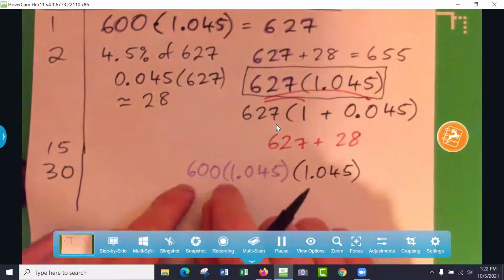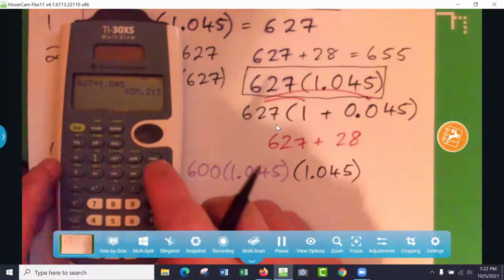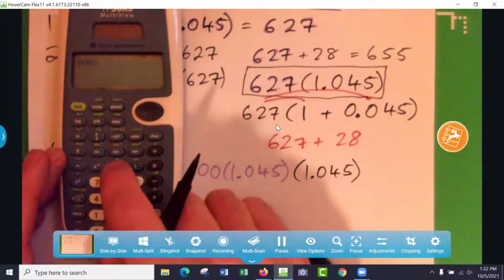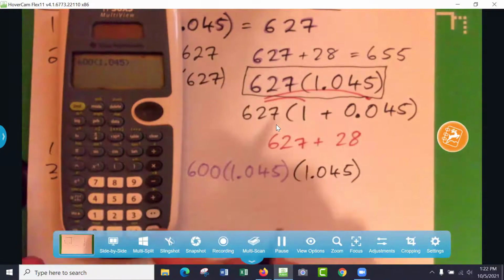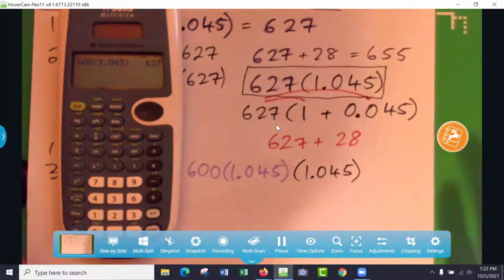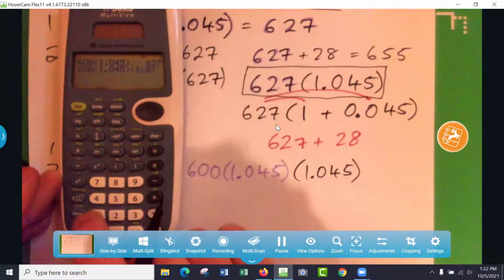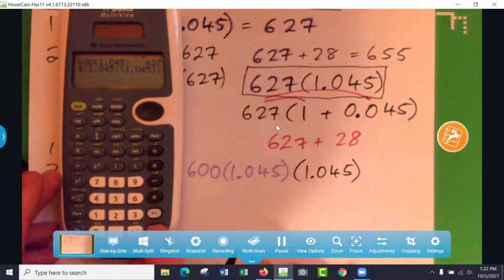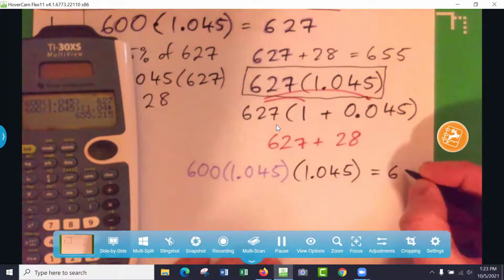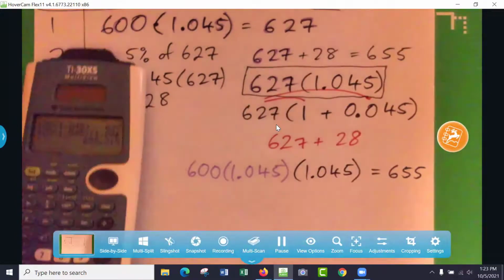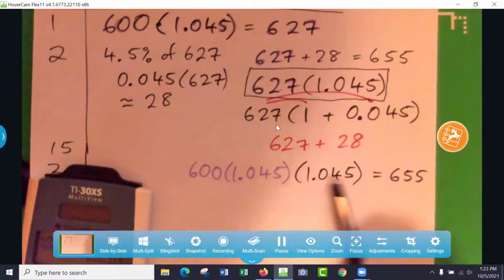Does this make sense that this is how we could get what it's going to be after the second year? In fact, let's do it. Let's plug in your calculator 600 times 1.045, which of course we all know is just 627. Now if we plug it in again and multiply by 1.045 again, what do we get? 655. Cool. So now we've got 655 with one operation. How awesome is that? We didn't have to get a percentage of the last year and add it on.